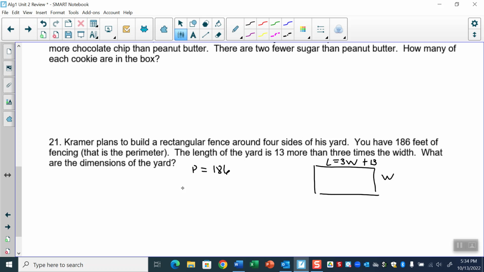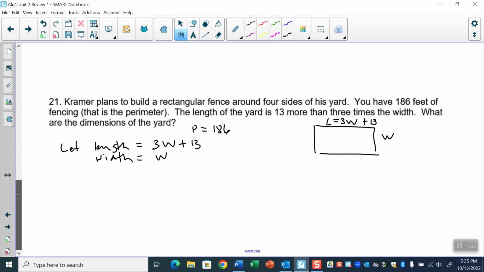All right. And then my width is just going to be W. So if I know the width, I can figure out the length. All right. So let the length equal 3W plus 13. And the width equals W. And then we're given that the perimeter is 186. So I'm going to write an equation, right? One variable, one equation, I'm good to go.